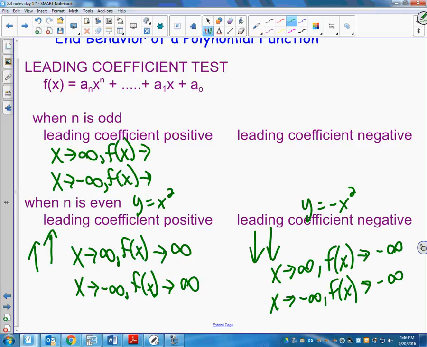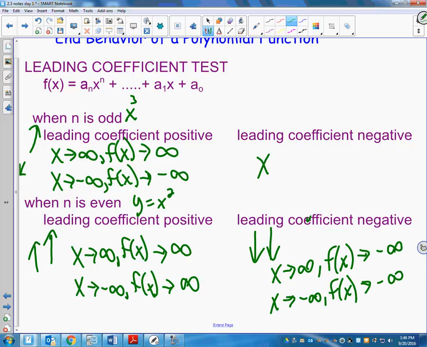Right, so odd, I think of x cubed. I know on x cubed the positive side goes up and the negative side goes down. So these will always be different directions. If the leading coefficient is positive, the positive side goes up like this. So it's going to go to infinity. But the negative side, or the left side of my graph, is going to stay negative, and it's going to go towards negative infinity. And then you just flip it if the leading coefficient is negative.